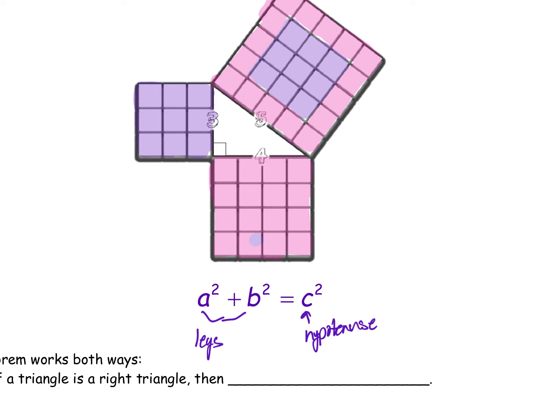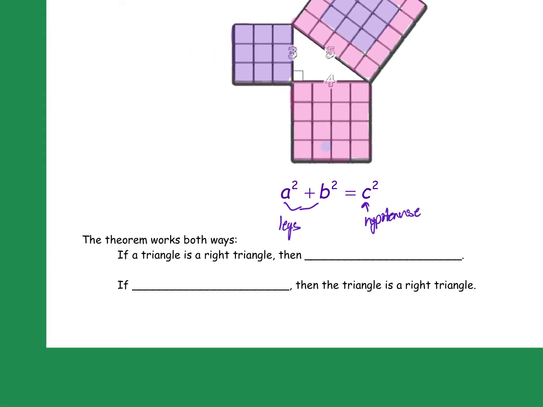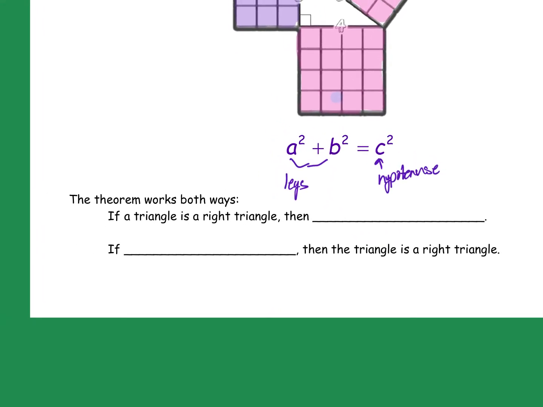Okay? And then there's another little rule that we haven't really talked about, but we're going to talk about just a little bit today. It says the theorem works both ways. So it says if a triangle is a right triangle, then a squared plus b squared equals c squared. Also, if a squared plus b squared equals c squared, then the triangle is a right triangle. So I can just have the legs of a triangle and ask, is it a right triangle? I put it into the Pythagorean theorem. If it equals each other, then it is. If it doesn't, it's not a right triangle. And we're going to have an example of that in just a minute.